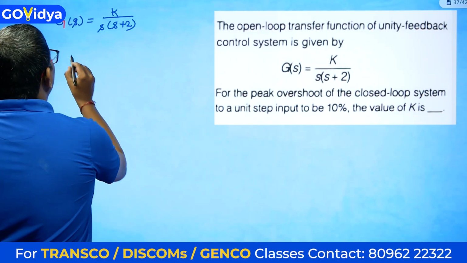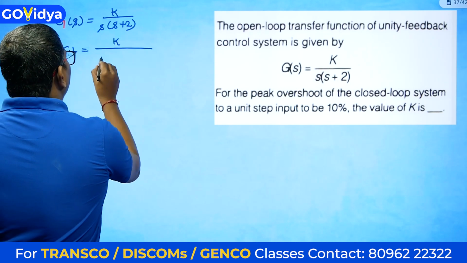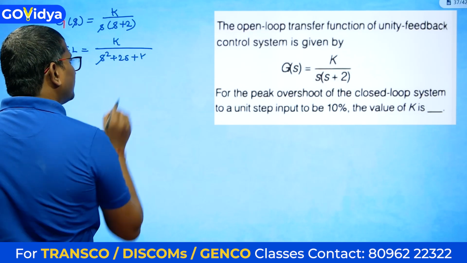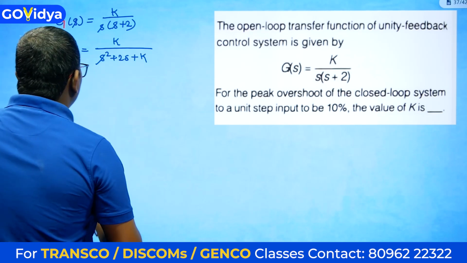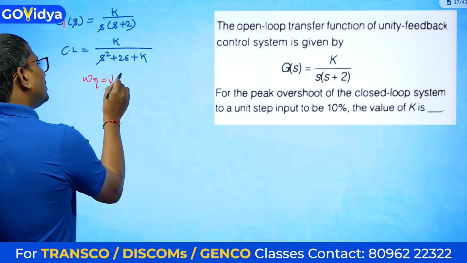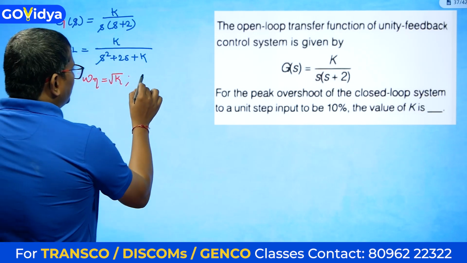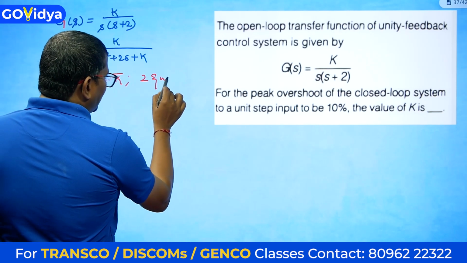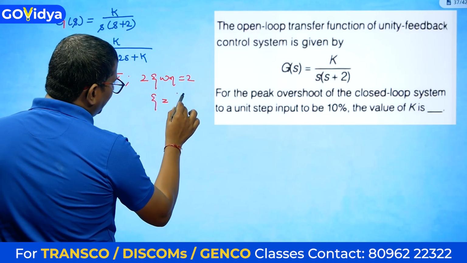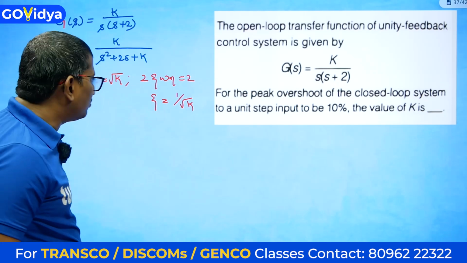So first let us write the closed loop transfer function. It is k upon s square plus 2s plus k. What is peak overshoot? First calculate omega n. Omega n is root k. Correct? 2 zeta omega n is equal to 2. Then zeta is equal to 1 upon root k. That's it, na? 2 gets cancelled. Zeta is equal to 1 by root k.